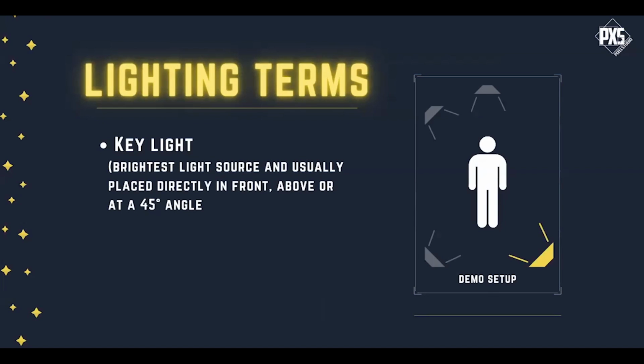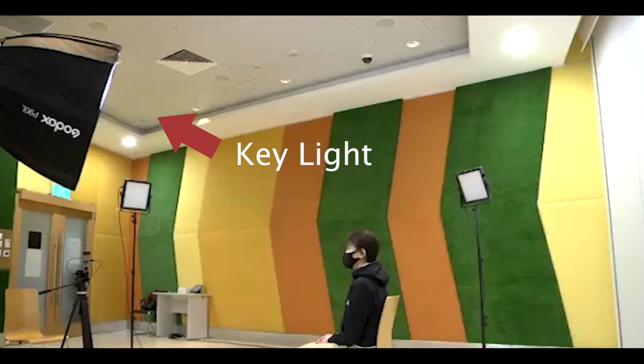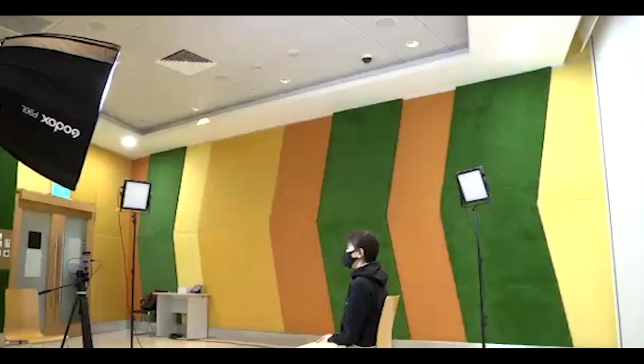So for the common light placement and their terms, first we have the key light, which is the brightest light source, and it's usually placed directly in front or above at a 45-degree angle of the subject. This light is often natural light or the brightest light possible.